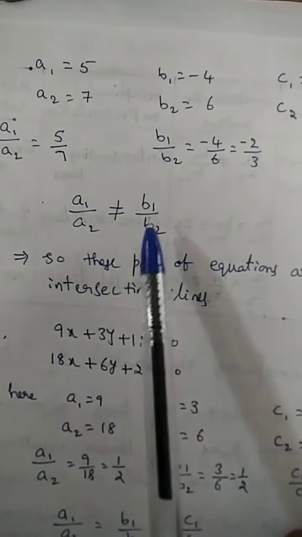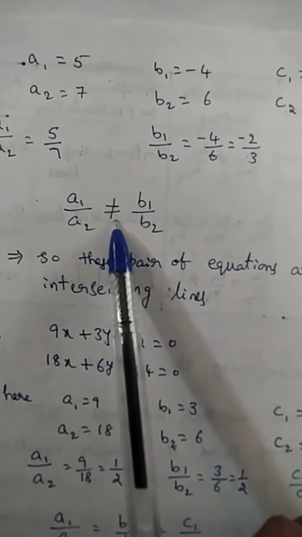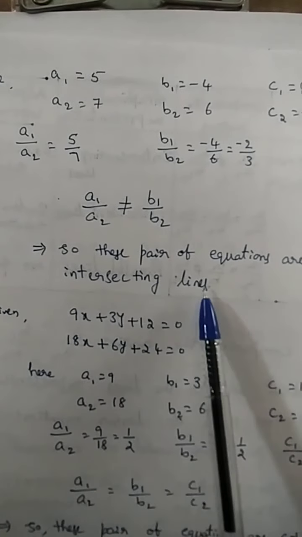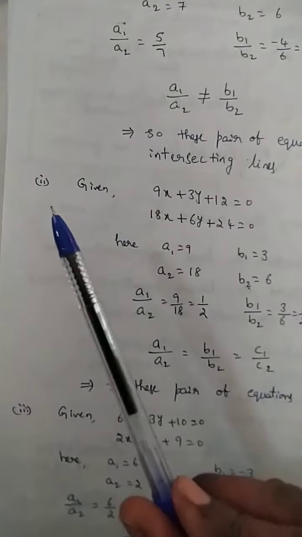If those are not equal, then automatically the given pair of equations are intersecting lines. Not equal, so those are intersecting lines. So this pair of equations are intersecting lines. Then coming to the second question.